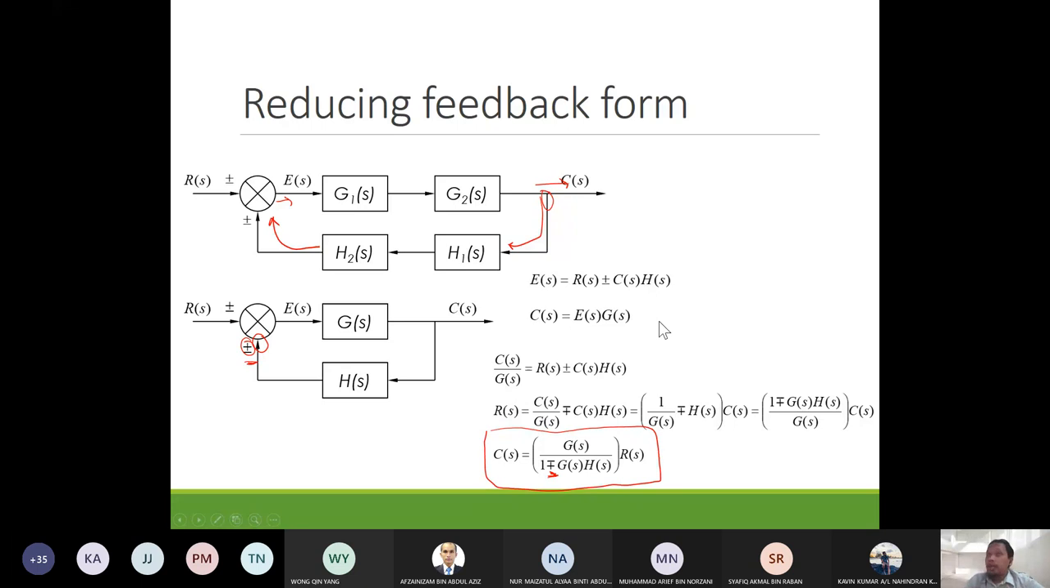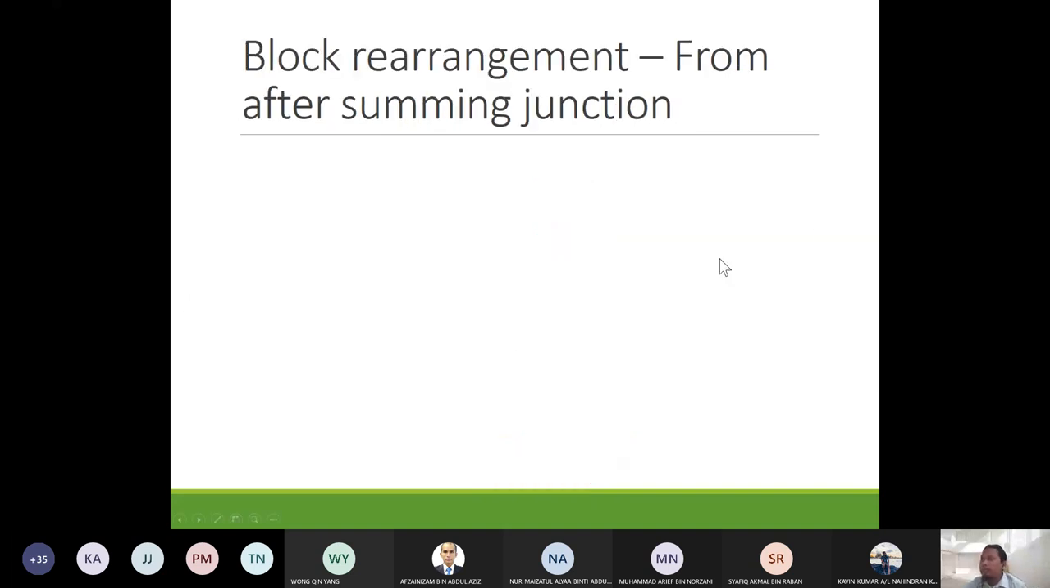Okay, so we have looked at three reduction processes to reduce the three arrangements, okay? Cascade, parallel, and feedback. Okay, so we have some other block arrangements.